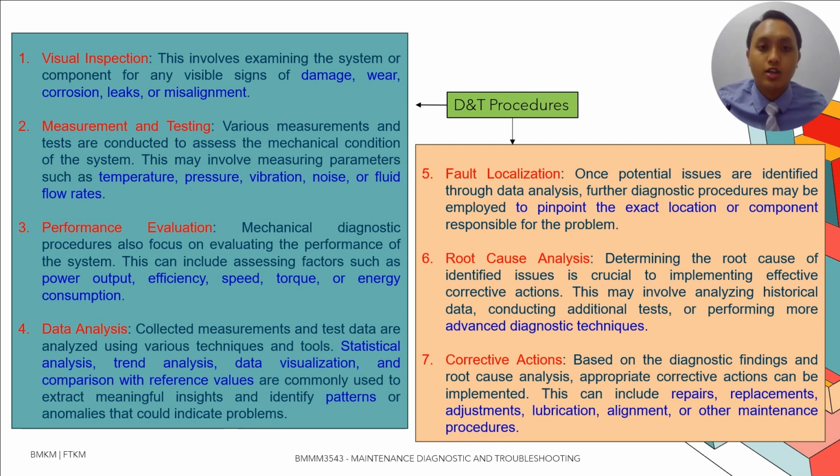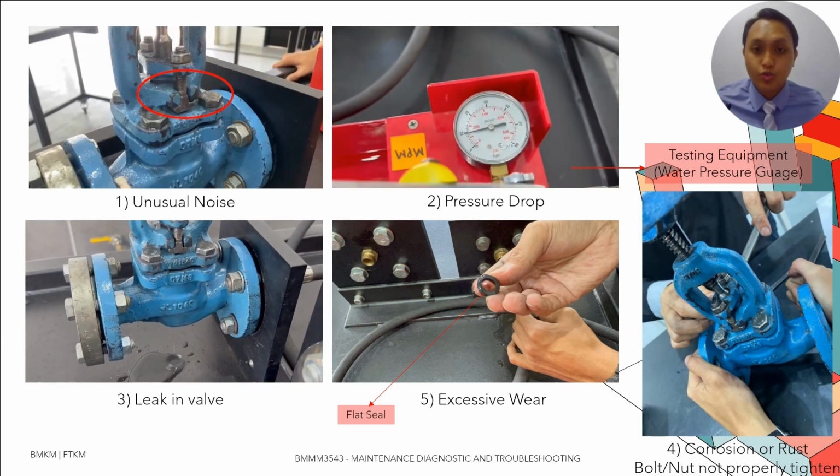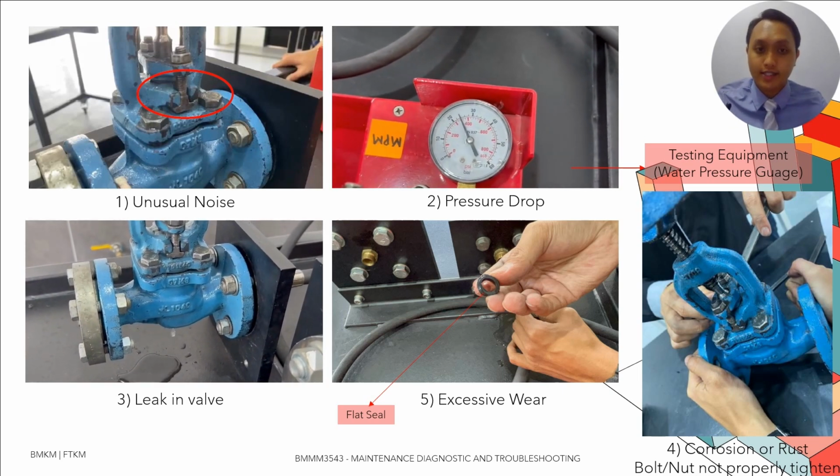And of course, we are using a root cause analysis. But during this assignment, we use a simple root cause analysis, not involving advanced diagnostic techniques. And lastly, after all the procedures, we must do the corrective action, which is repair, maintenance, lubrication, and alignment, and make it good condition. So, here are the symptoms that we recorded, which are only 5.